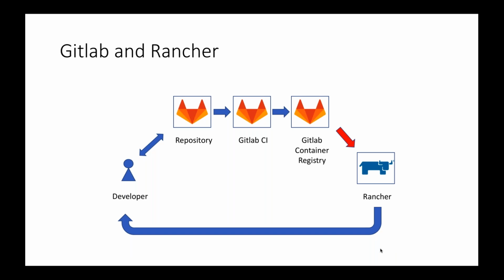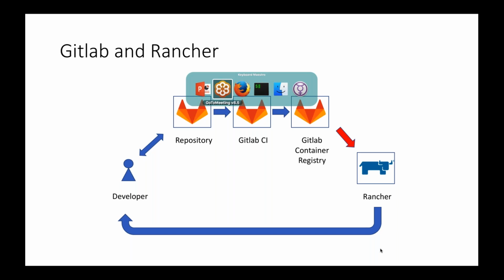What that essentially looks like from a flowchart perspective is this. These are the pieces where you have a developer pushing stuff into the various components that GitLab provides. You've got the repository, moving that into the CI, moving that into the container registry, and the piece that I'm going to hit on is that red arrow that gets this stuff into Rancher, and then we're back into the loop.